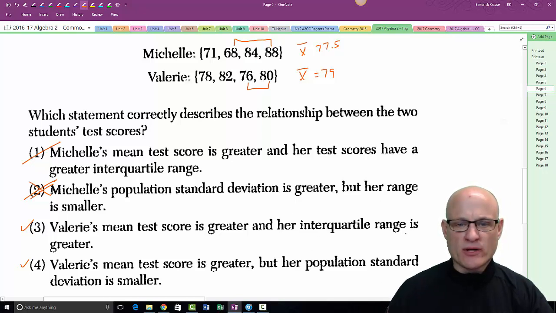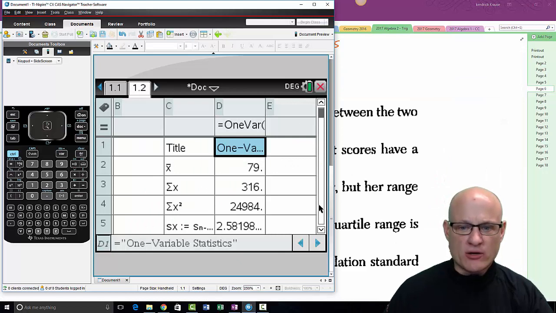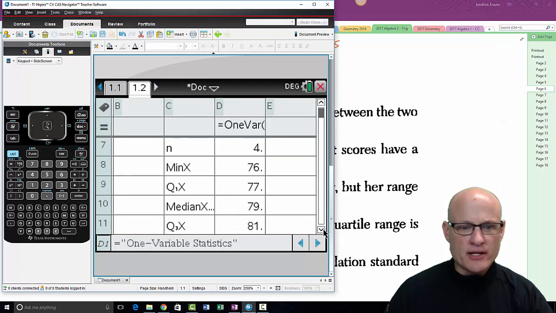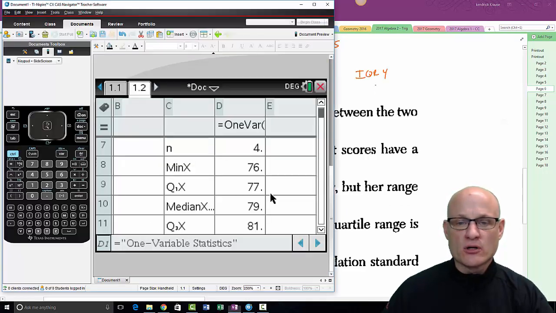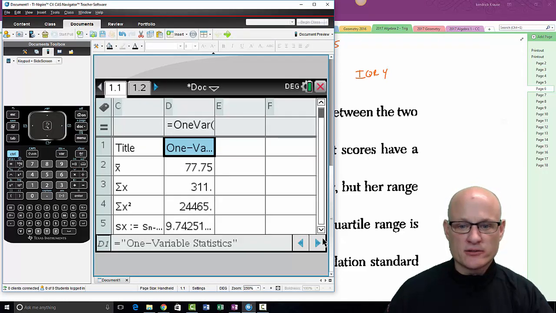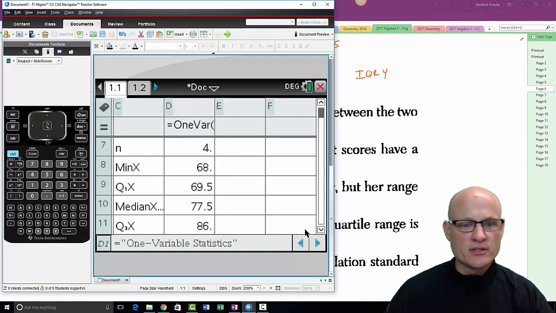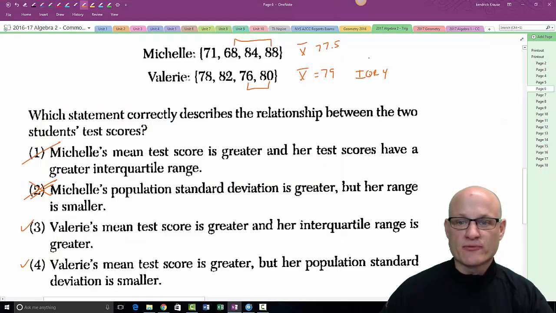Her interquartile range. Well, let's see what her interquartile range is. It's Q3 minus Q1. So her interquartile range is from 81 to 77. That's 4 for Val. So her IQR is 4, and the other one's going to be much higher. Her IQR is 86 to 69, so that's like 16.5. Her IQR is 16.5.